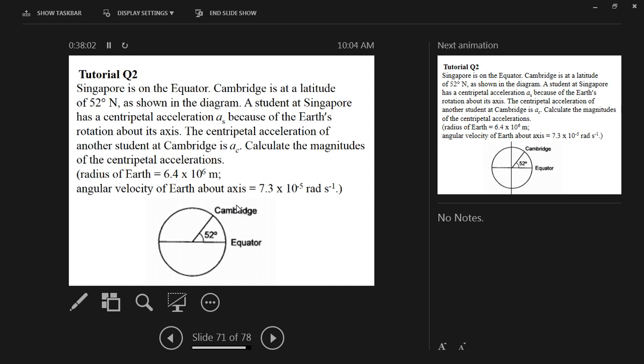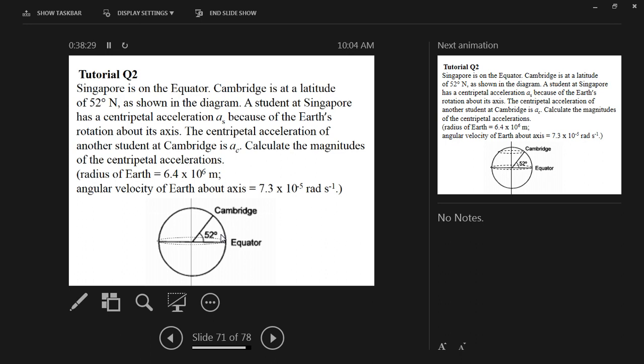You are given the radius of the Earth as well as the angular velocity of the Earth about the axis. We know that the Earth rotates about its own axis, so we assume that it's vertical. This is the vertical axis to simplify the problem. For the student at the equator, he will be going round in a circle like this, where the radius of the circle is the radius of Earth.